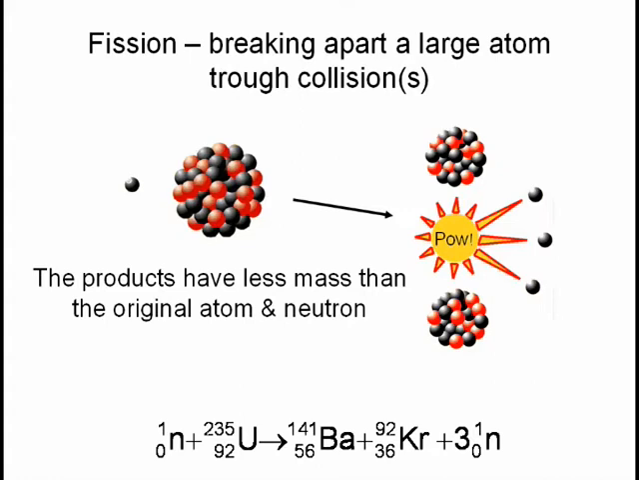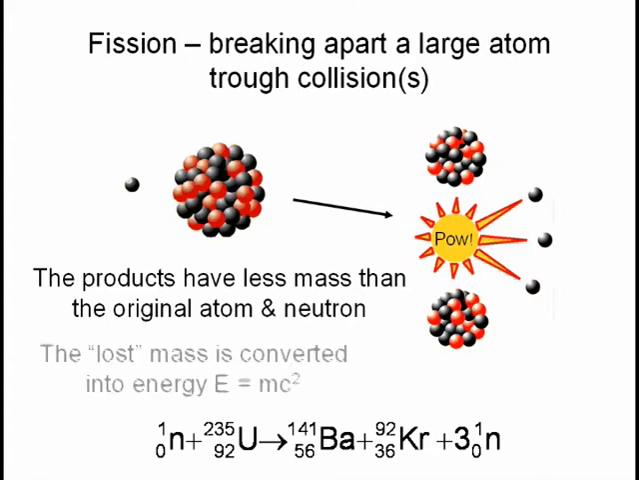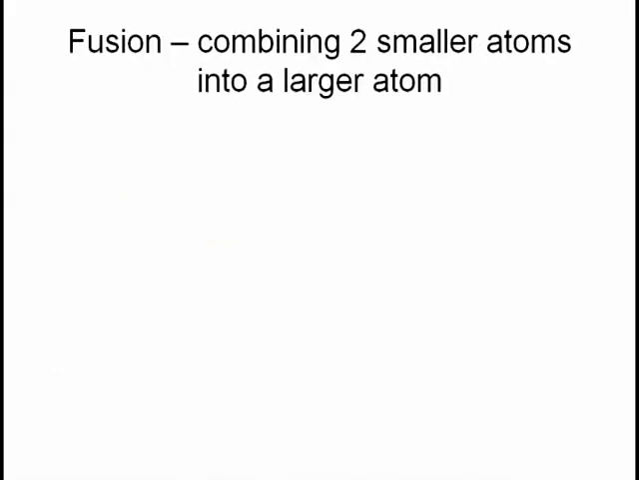Now these products have less mass than the original atom did, and that means we're losing mass. That lost mass turns into energy. Fusion is the opposite of fission. It's combining smaller atoms into a larger one. This is what's going on in the sun and in other stars.